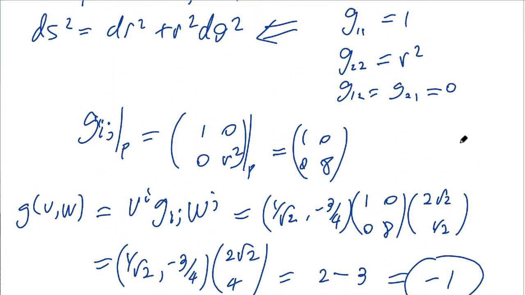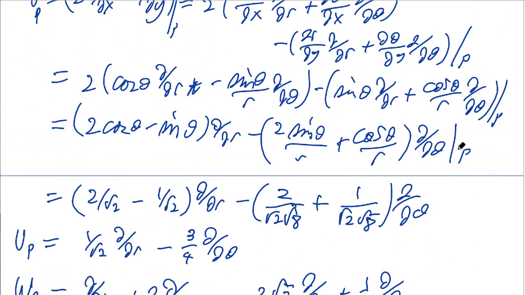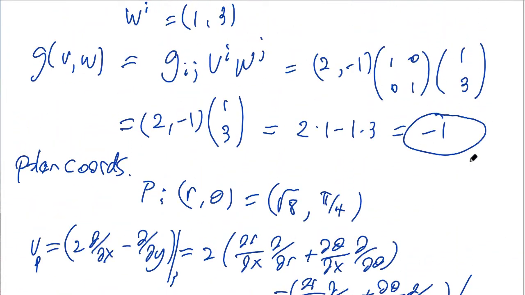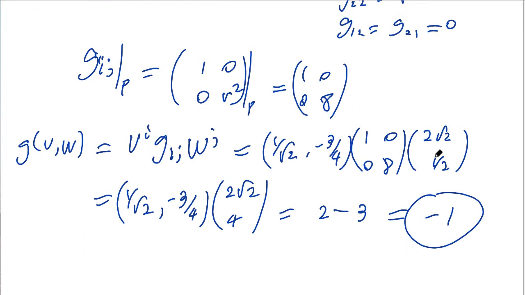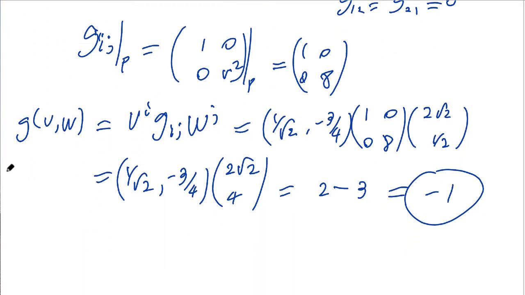And of course, that's the same answer we obtained in Cartesian coordinates. So it doesn't matter, of course, which coordinate system we use. The inner product determined by the metric operator between the two vectors is the same. In this case, it's minus 1.